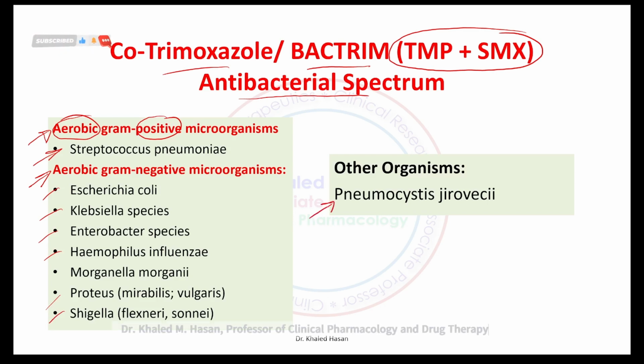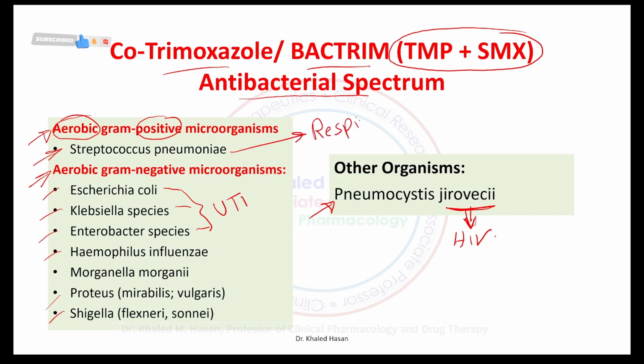It also covers Pneumocystis pneumonia, another infection that may happen in patients who suffer from HIV. E. coli, Klebsiella, and Enterobacter are responsible for urinary tract infection, and Streptococcus is responsible for respiratory infection. For this reason, we use cotrimoxazole for respiratory infection, urinary tract infection, and Pneumocystis pneumonia.